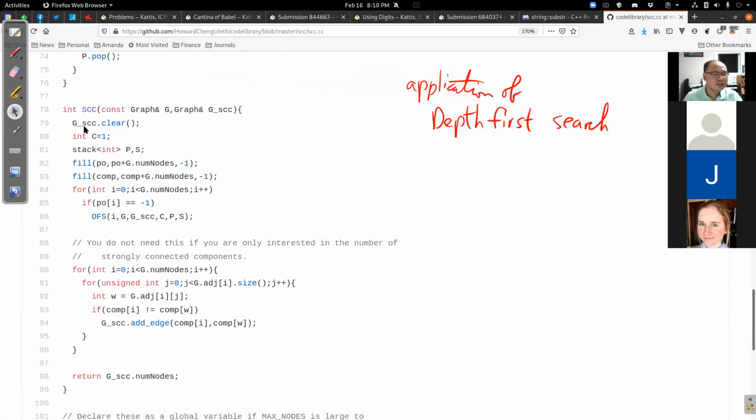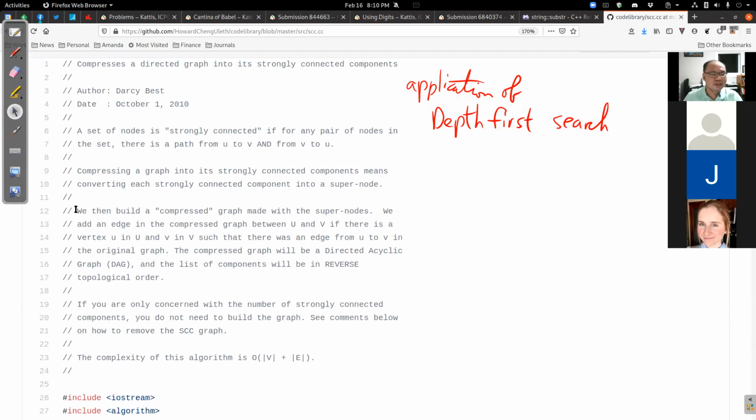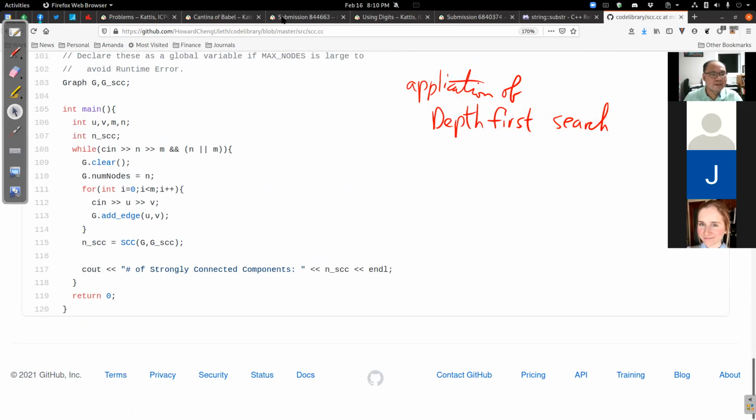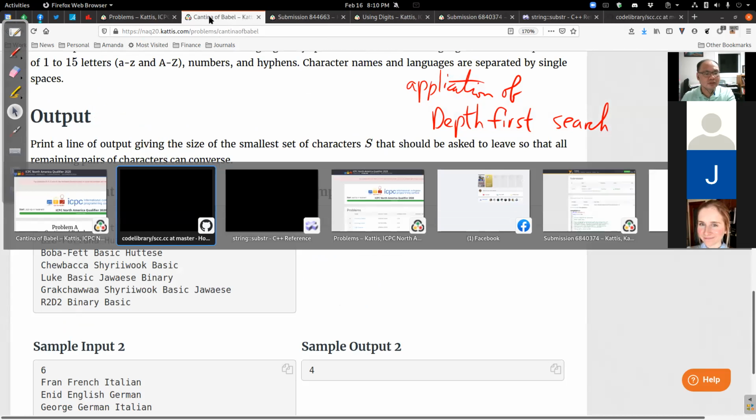And then there's this SCC. This is the main routine that you run. And then there's some comment that says you do not need this if you're only interested in the number of strongly connected components. What does that mean? Because this code also constructs this condensed graph that I talked about, and you can look at this to see how this works. But anyway, the idea is that I just took this code, and that's all I did. So how do I switch to the next?